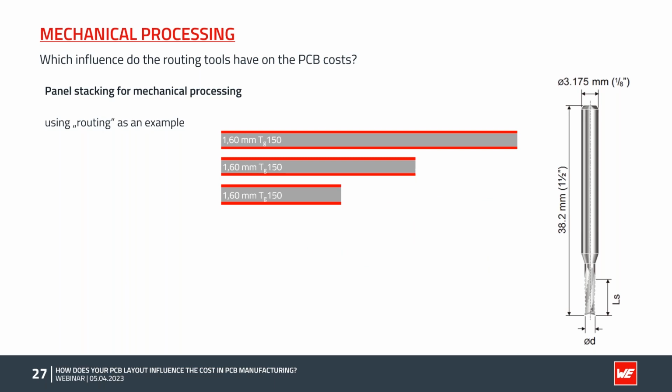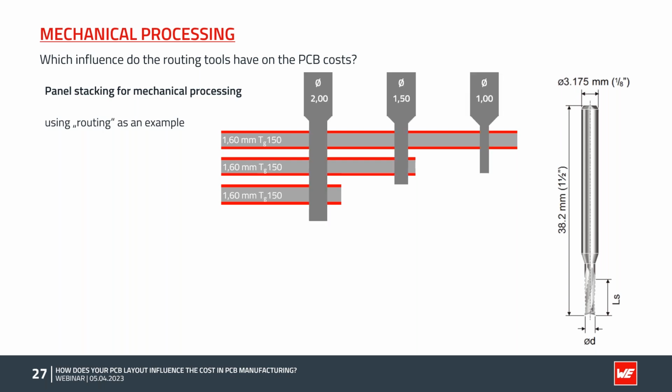And the last part of the mechanical processing basically is the final routing. And routing, again, is just like the drilling. We have the same option here. We can do the panel stacking. And again, due to different drill bit diameters, we can either stack more panels or fewer panels. Plus, the tool life is different. So the wider, the thicker the tool gets, the more distance we can route with the tool.